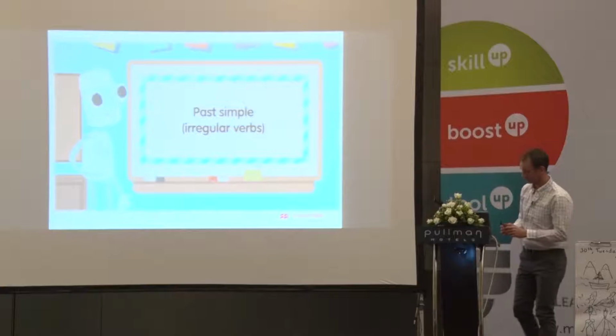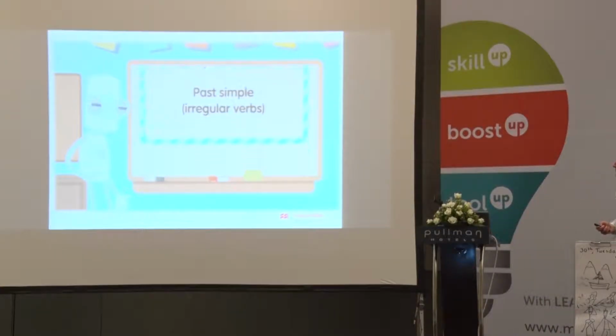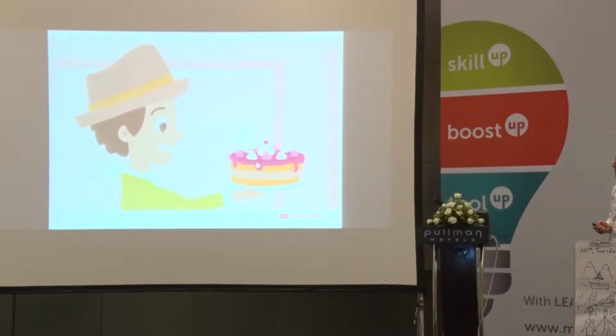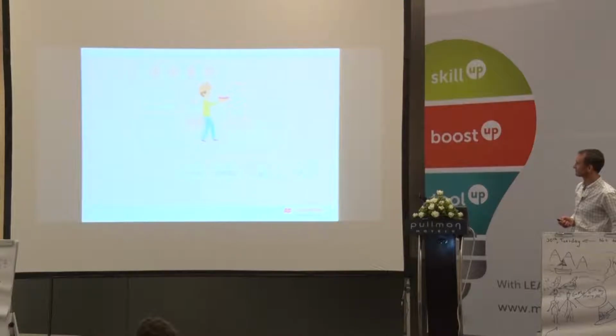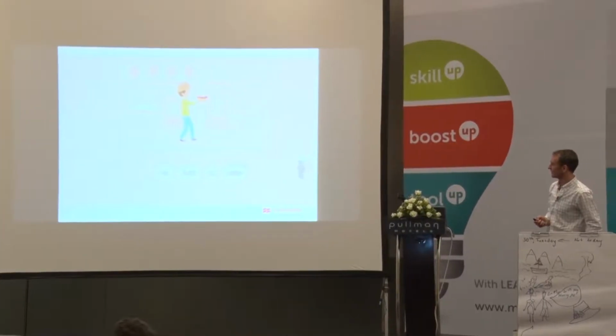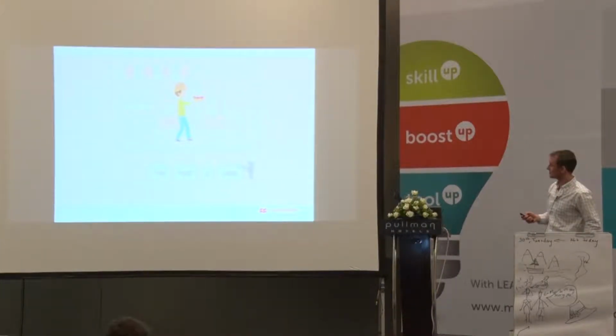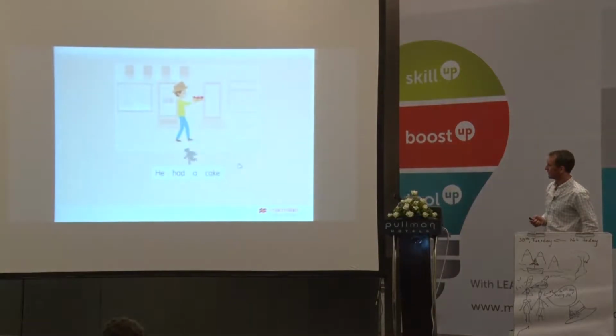Past simple, irregular verbs. Here he is. Pretty happy. I'm not sure why he's a chef, but he had a cake.